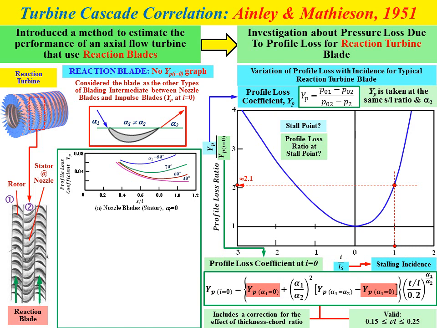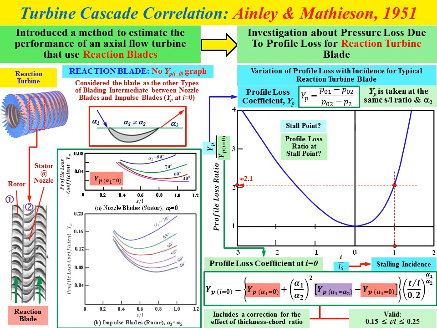Okay, and then we can substitute the value into the equation for YPI equal to 0 for the reaction blade. Similarly, for the value of YP alpha 1 equal to alpha 2 in the equation, we need to refer to the result obtained for the impulse blade. So we need to refer to the second graph for the impulse blade where alpha 1 equal to alpha 2. From the graph we can determine YP alpha 1 equal to alpha 2 and then substitute into the equation for YPI equal to 0 for the reaction blade.